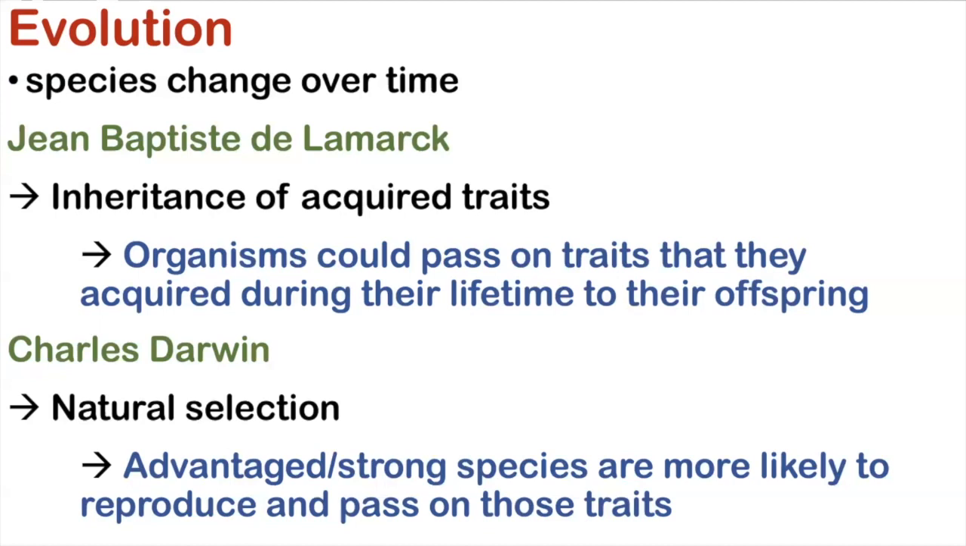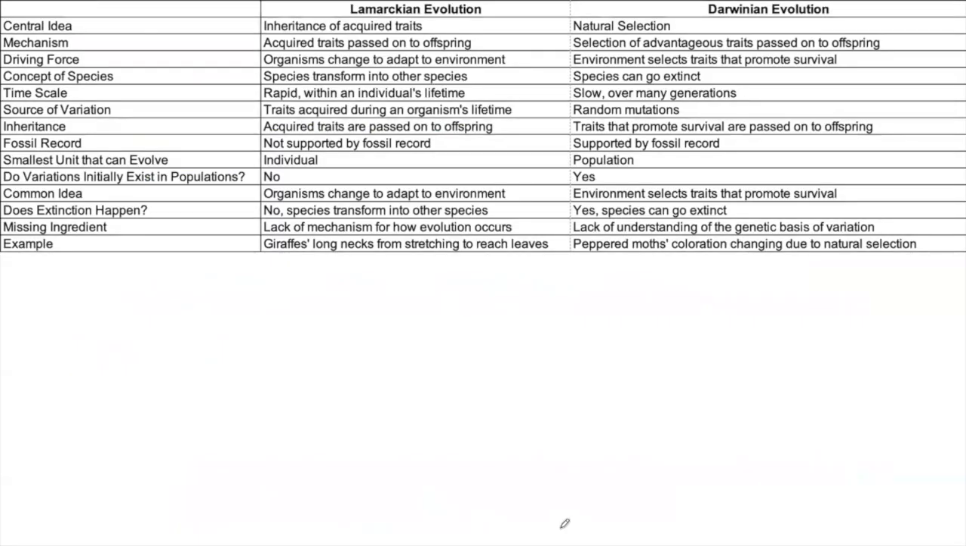So, in today's lesson, we will be comparing and contrasting Lamarckian and Darwinian evolution. We will be exploring the differences between these two theories, and we will examine the contributions that each has made to our understanding of the mechanism of evolution. Okay, so to make it simpler, I made a table. Here you have the concepts for Lamarckian evolution and Darwinian evolution.